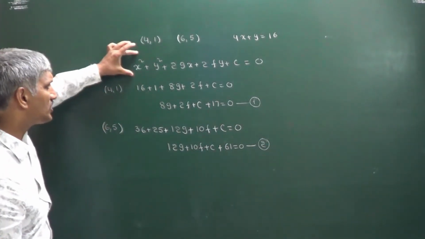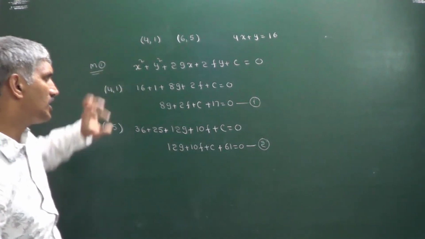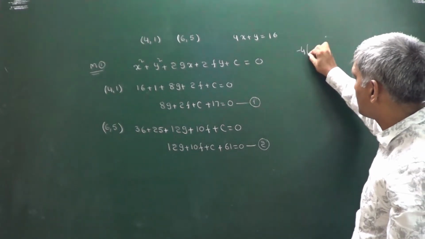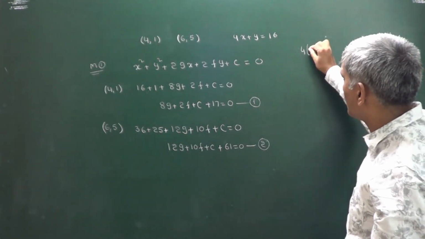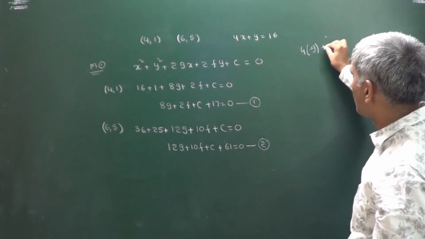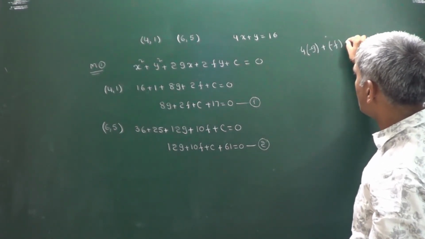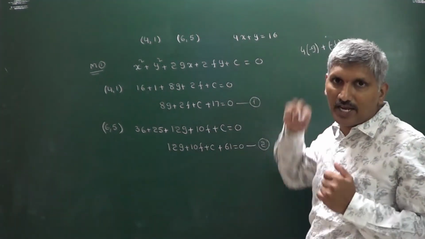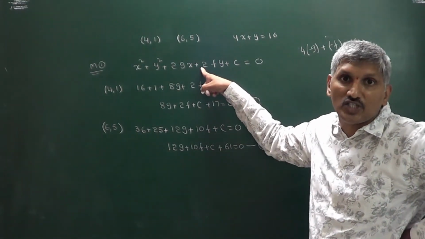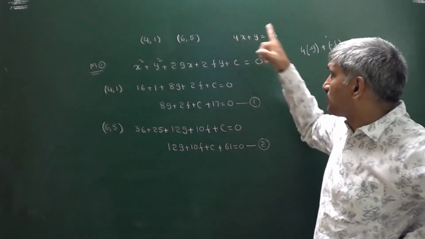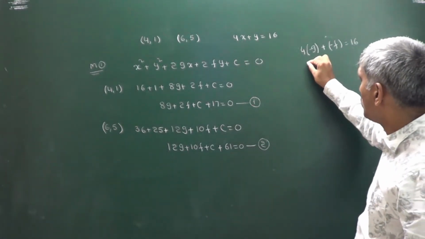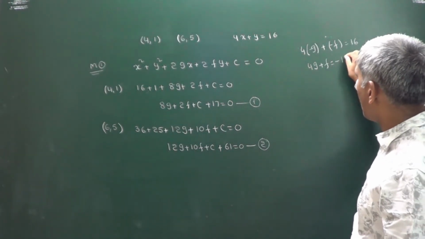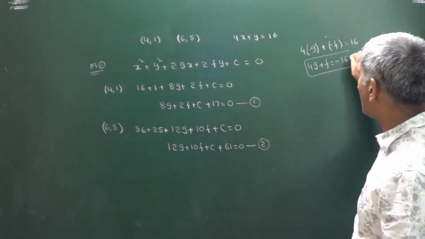But what is the center of this circle? This circle's center is (minus g, minus f), and it lies on the line. That's why in place of x we write minus g, in place of y we write minus f, equal to 16, because in the question it is given that the center lies on this line. Substitute here, then we get this condition: 4g plus f equals minus 16. This is the third piece of information.